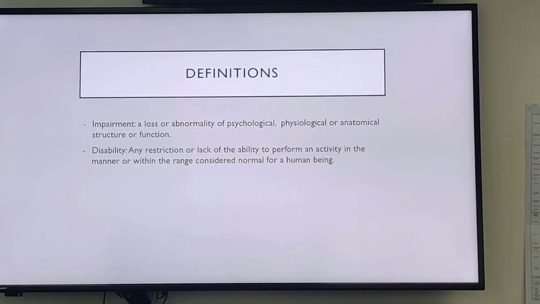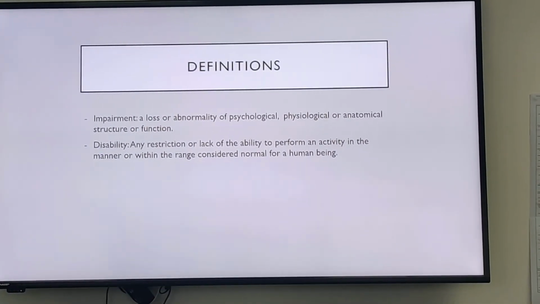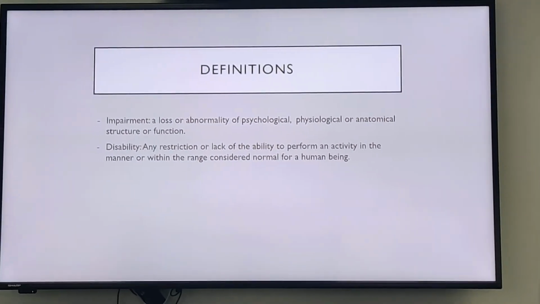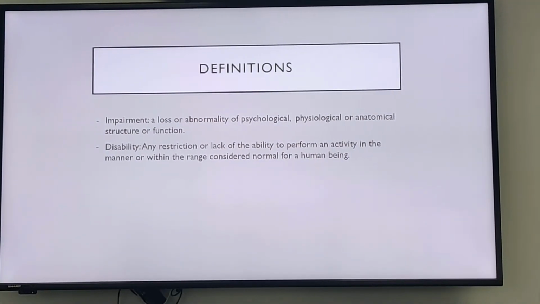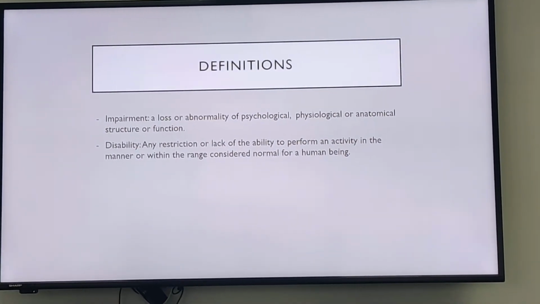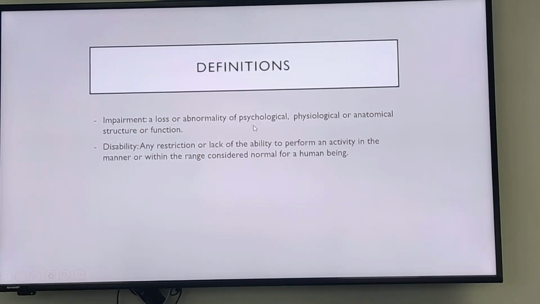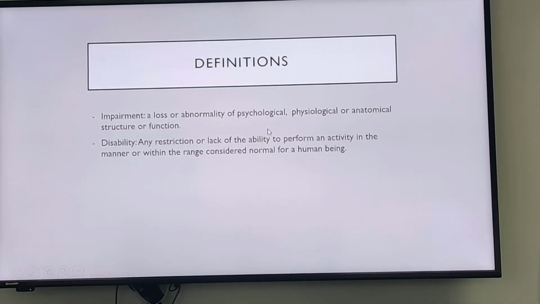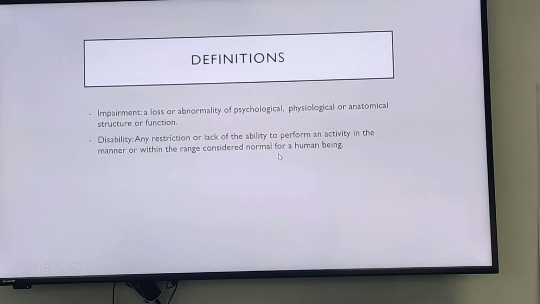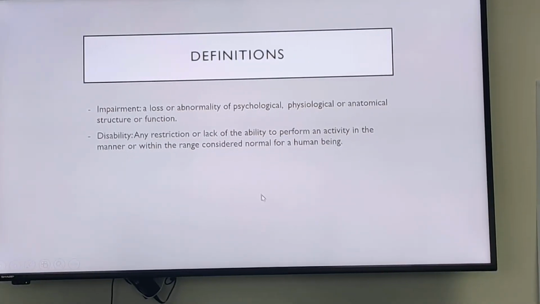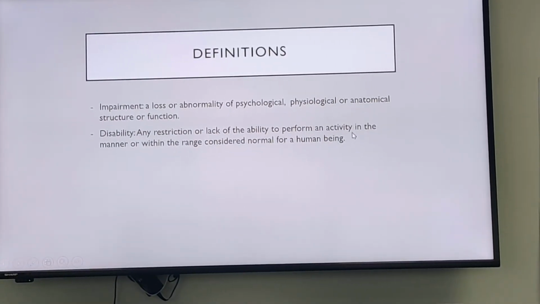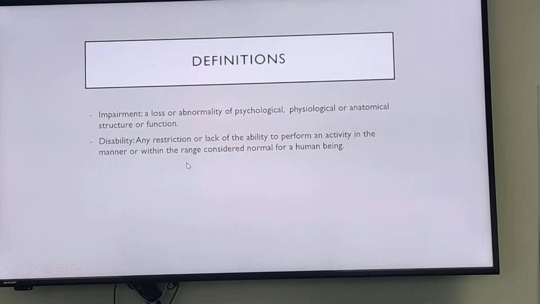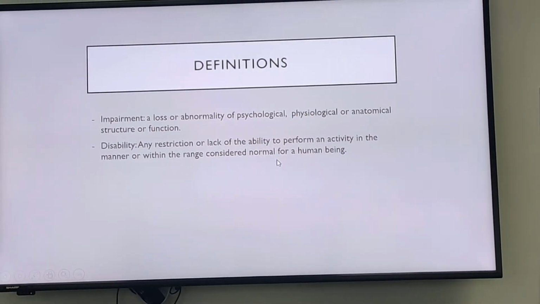And say for example, someone who has lost a limb either from an accident, that would be considered with them having an impairment. And disability is any restriction or lack of ability to perform an activity in a manner or within the range considered normal for a human being.